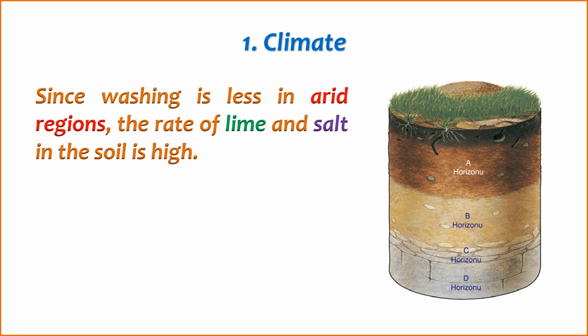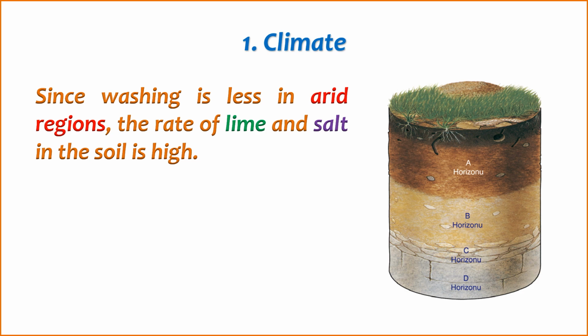Limited rainfall. Arid regions experience low and irregular rainfall, resulting in less water moving through the soil profile. Reduced leaching. With limited water percolation, there is a reduced capacity for leaching, the process by which soluble substances are washed down through the soil. 2. Accumulation of lime and salts.